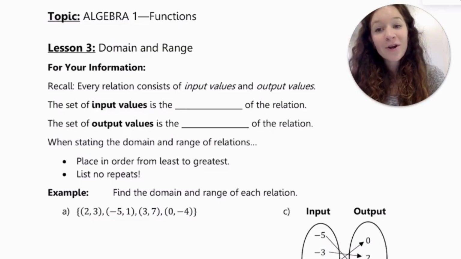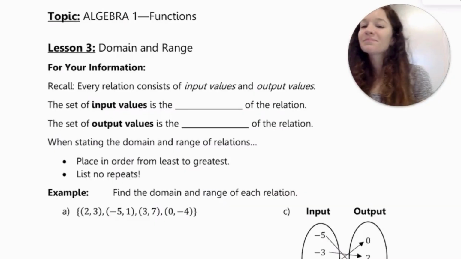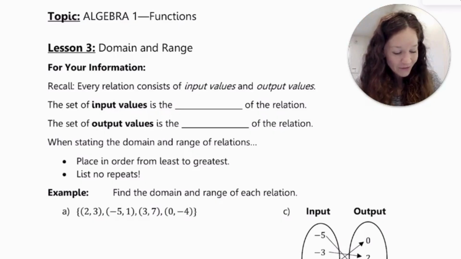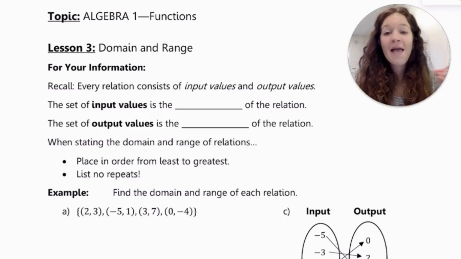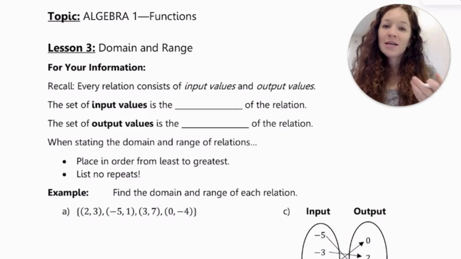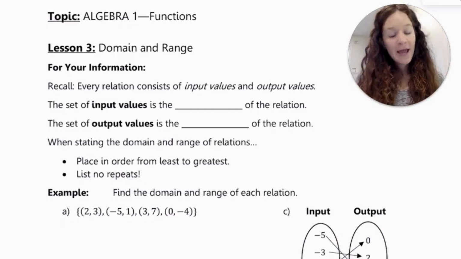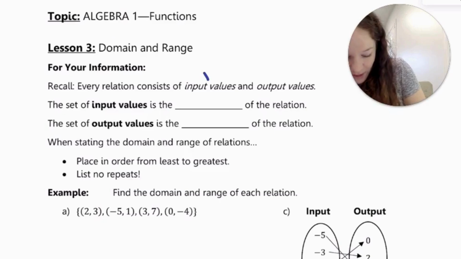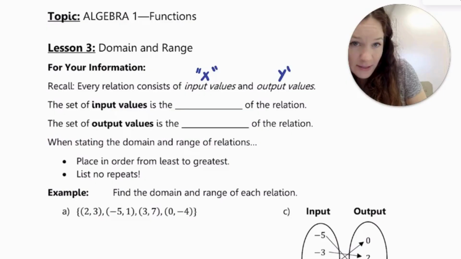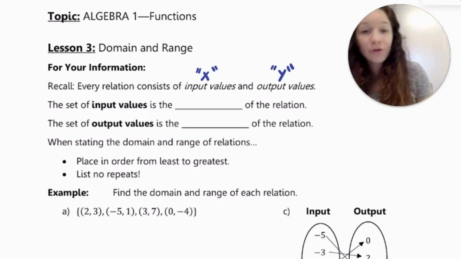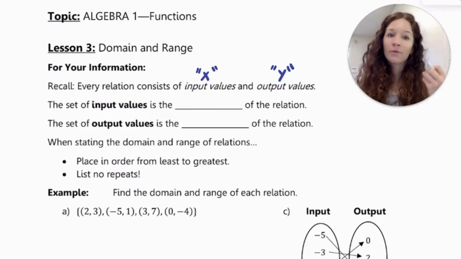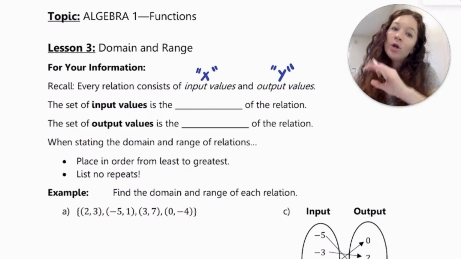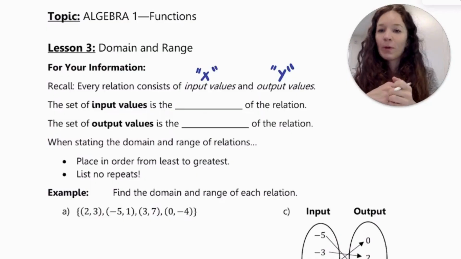So let's get started with domain and range. I'm super excited to get through this lesson with all of you. So just a friendly reminder that everything that's a relation consists of input and output. We like to say that the input often is the x and the output is the y. And what we're doing is we're saying that a relation maps that input to our particular output, okay?